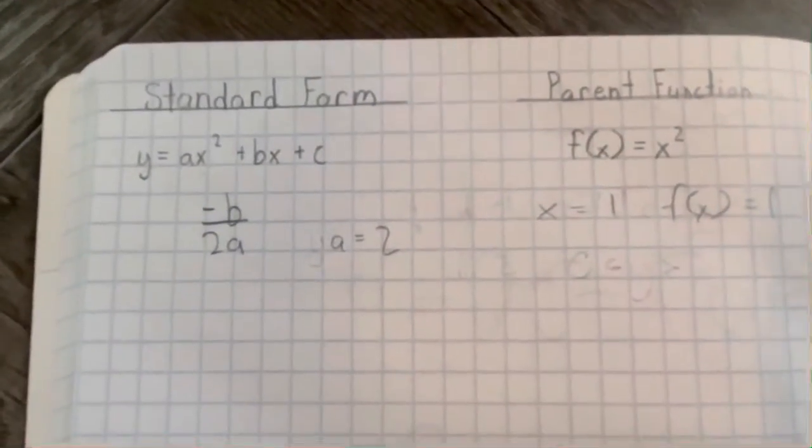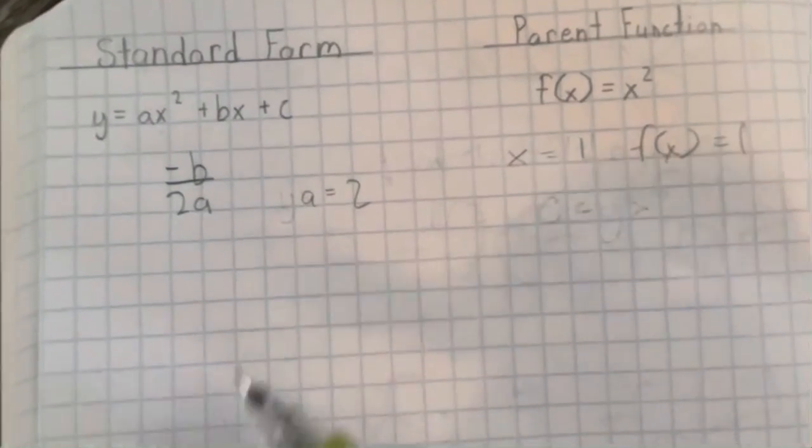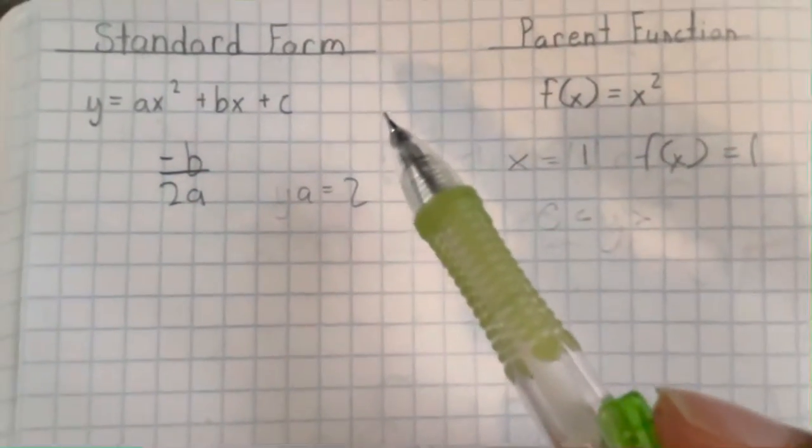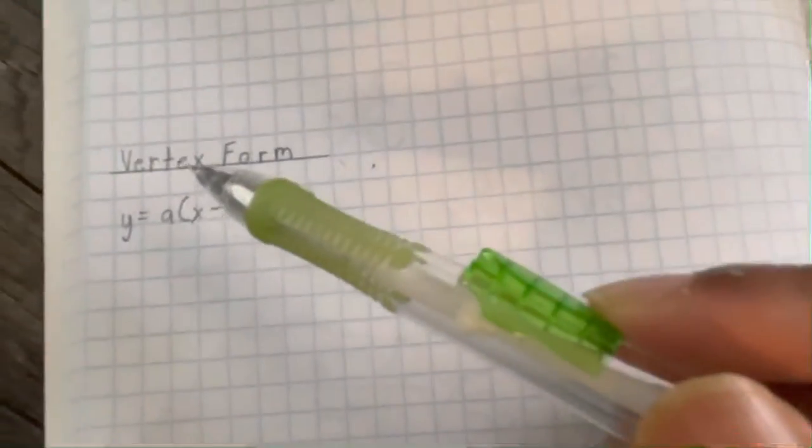Welcome back to my channel, and today we're going to be talking about three main forms for quadratics in algebra. The first form is standard form, the second is vertex form, and the third is intercept form.